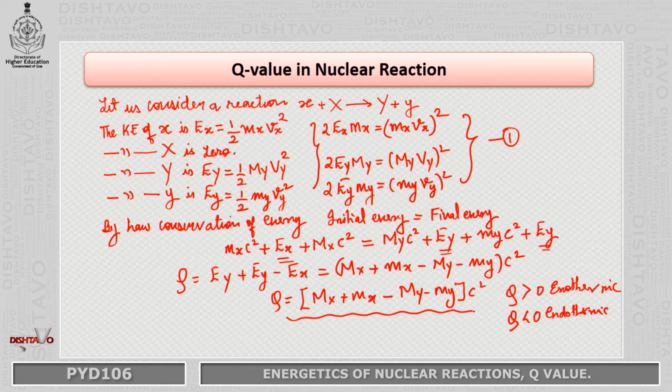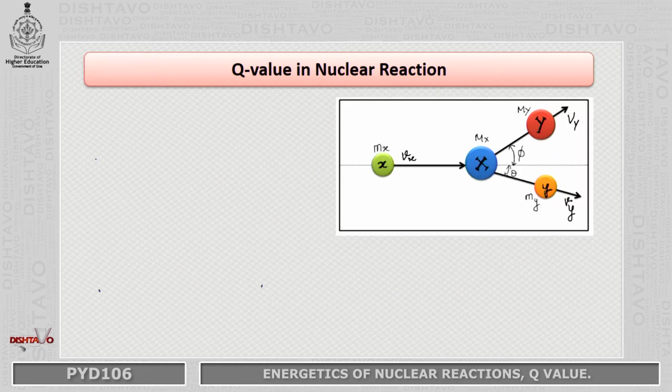Now this equation is in terms of masses of the nuclei. We can also get this Q value in terms of the kinetic energies of the incident particle and the product particle. Let us do it now, and for that we will use this figure. This is the same reaction which I had written previously. The reaction was: X particle was incident onto this target nucleus. It gave us a product nuclei and a product particle.